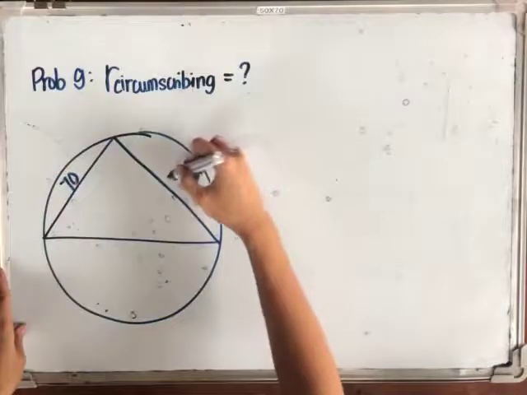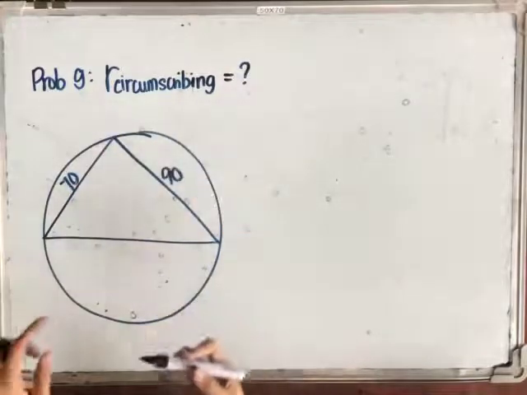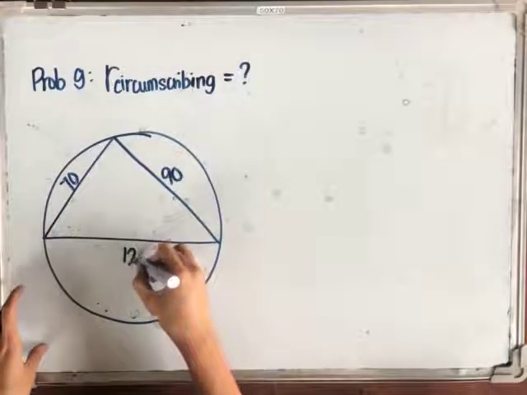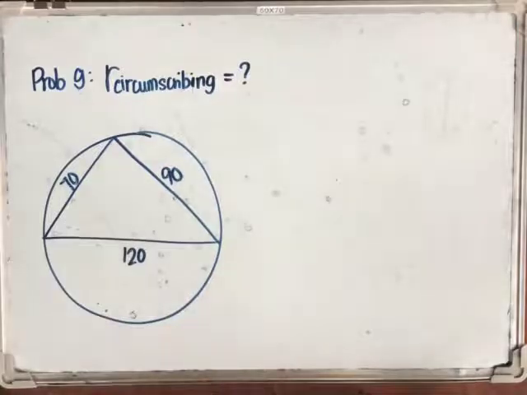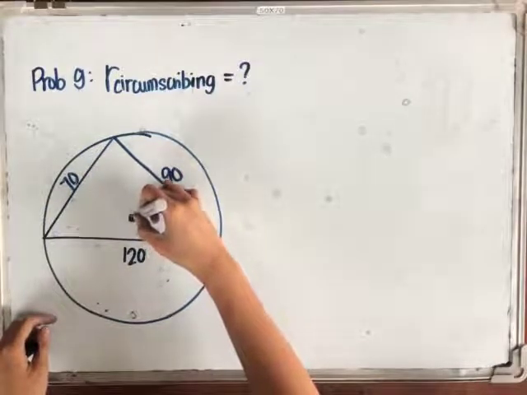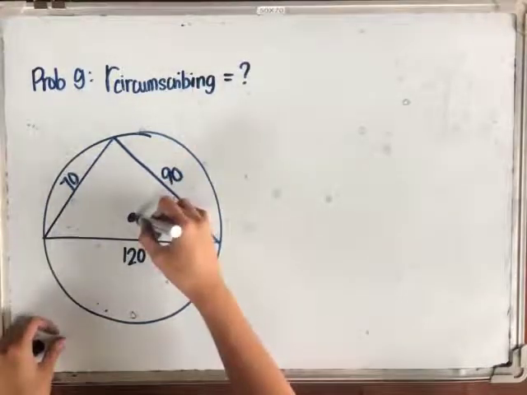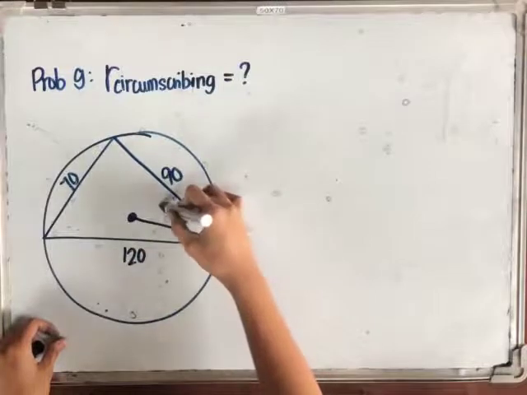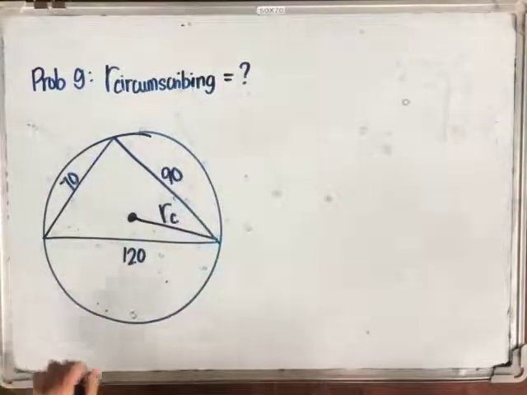Okay? 70, 90, and 120. Okay, ayan yun. Ngayon, pinapahanap niya yung radius. If this is the center of this circle, ito yung tinatanong. What is this R sub C?